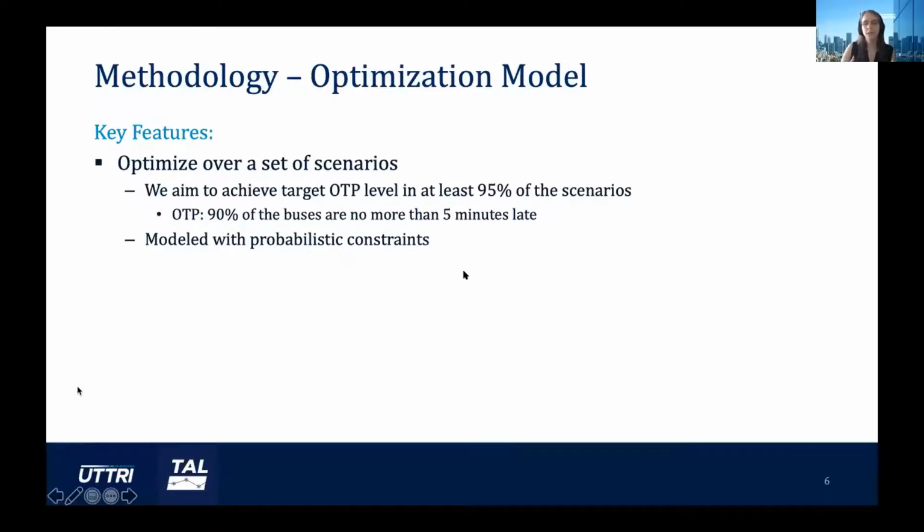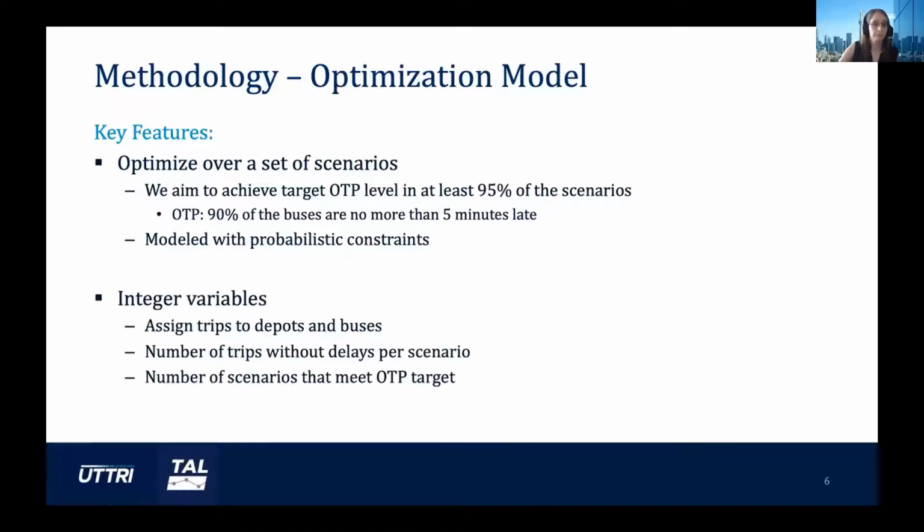To model this, we use what are called probabilistic constraints. Another key feature of this problem, which makes it quite challenging, is that we have integer variables, or discrete decisions. We have to assign trips to depots and to buses. We need to count how many trips are delayed in each scenario, and also the number of scenarios that meet the OTP target.